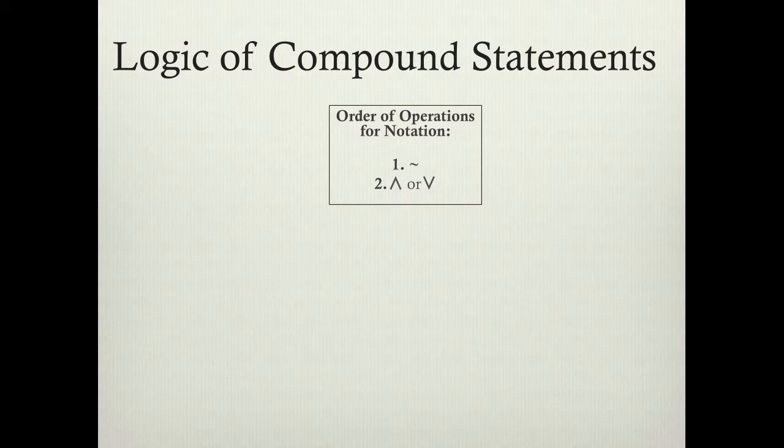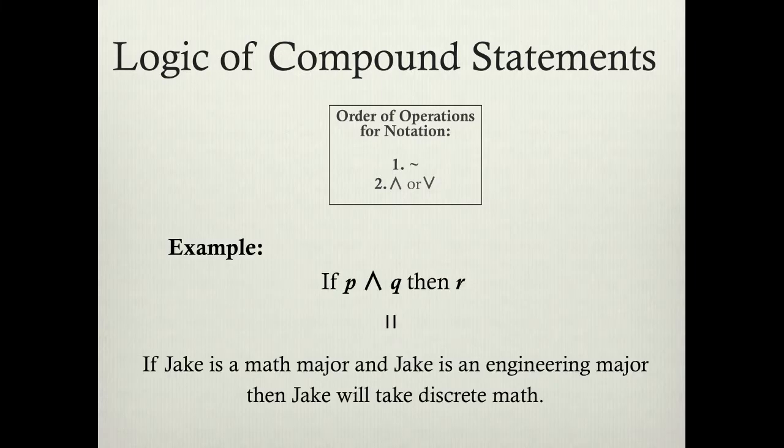Now that we have all these fundamentals, we can use this to write our example from before as: if P and Q, then R. And this is just the equivalent of: if Jake is a math major and Jake is an engineering major, then Jake will take discrete math. This is much simpler and much more efficient, and will serve our purposes better in the future. Now, let's assume that this is true, and this has to be true.